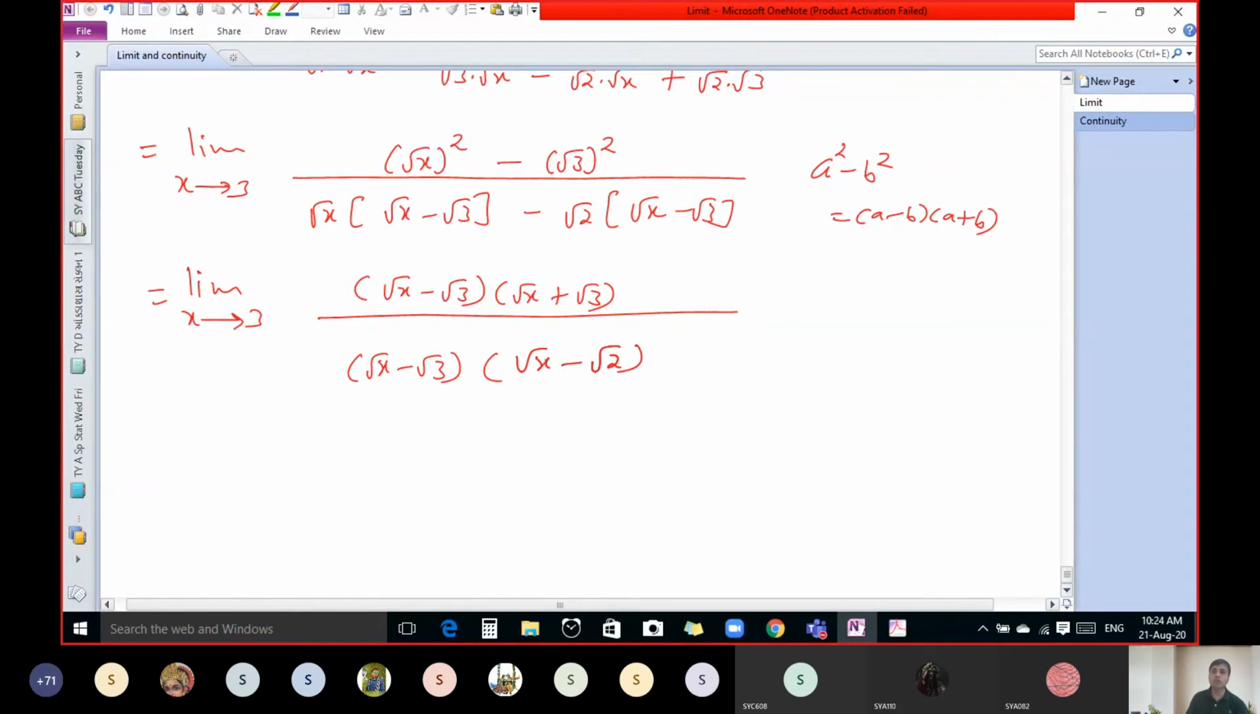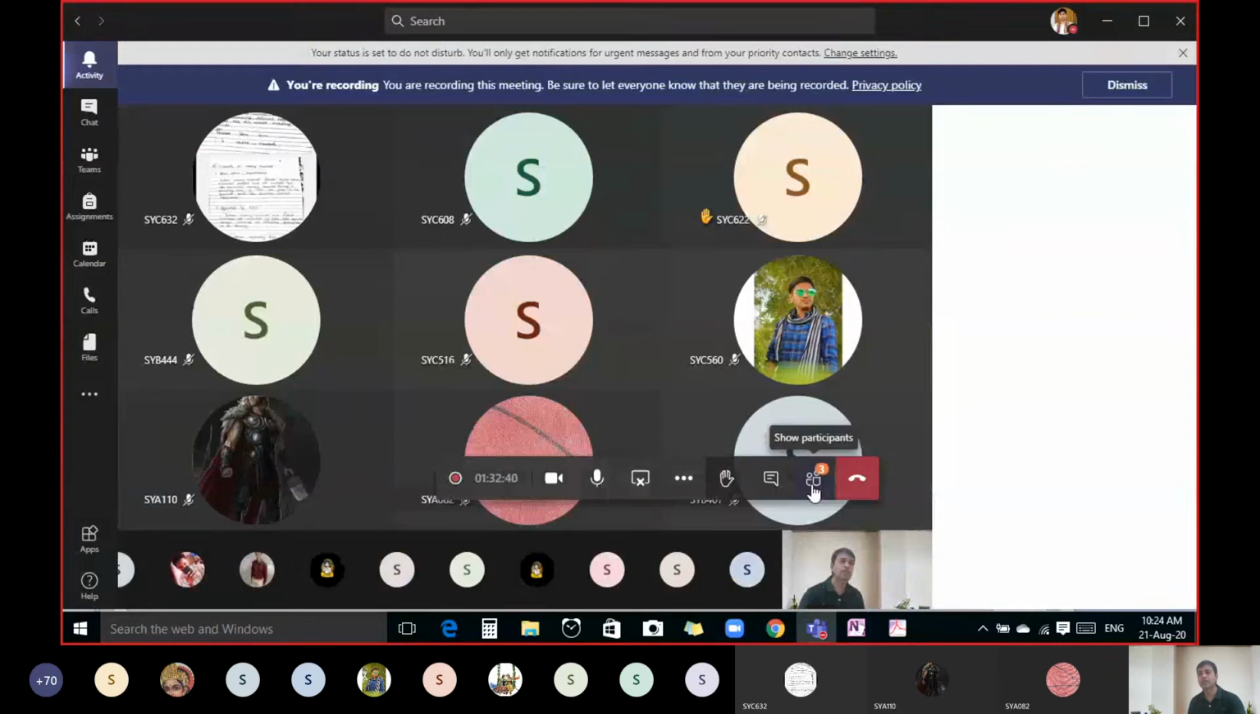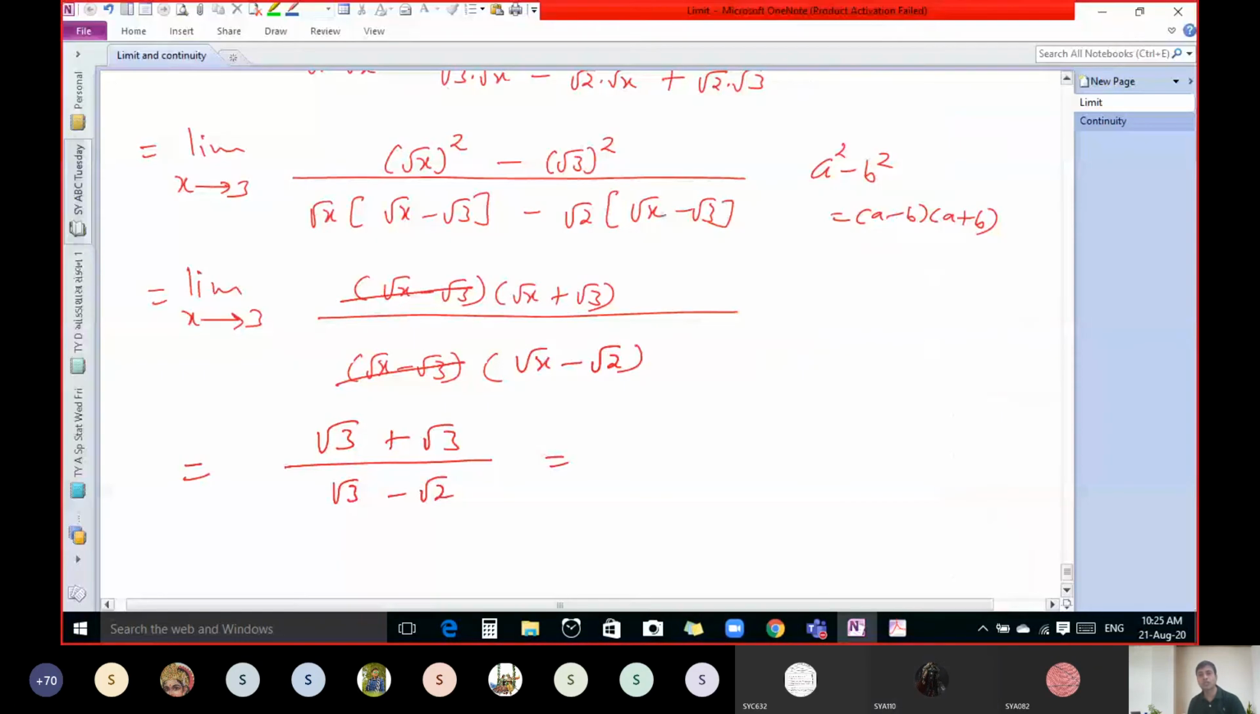यहां तक किसी को प्रॉब्लम हो तो पूछो. No sir. Very good. Now cancel this. And now put x equal to 3. So we get here root 3 plus root 3. And here we get root 3 minus root 2. So our final answer, कौन बताएगा root 3 plus root 3 क्या होता है? 2 root 3. 2 root 3.